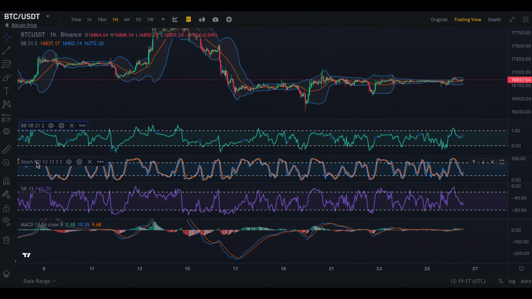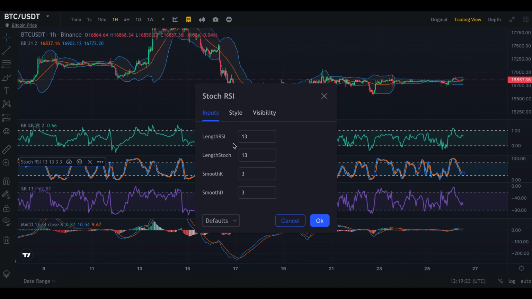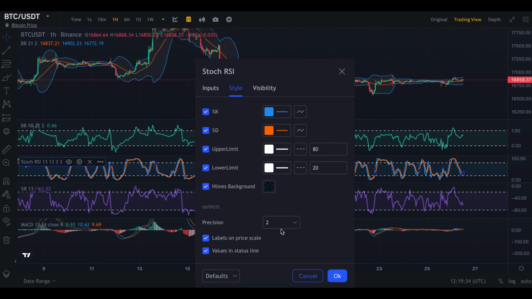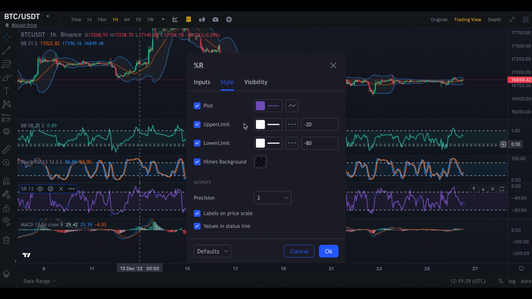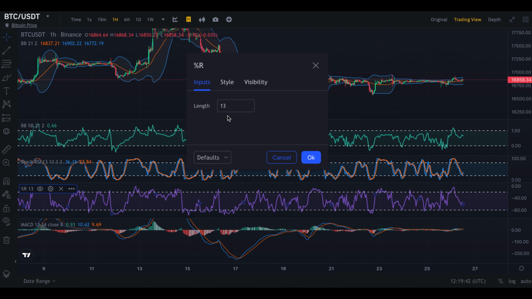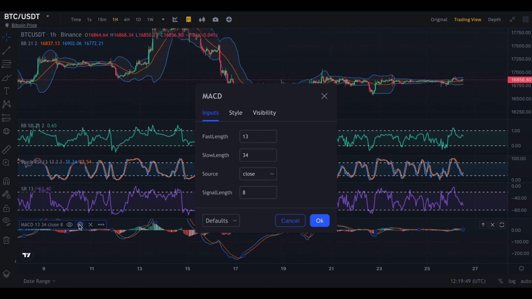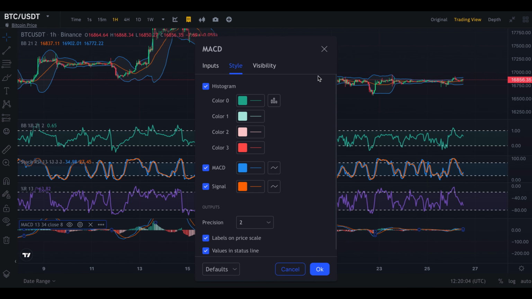All right, now we go into Stochastic RSI. My settings here are length RSI is 13, length stochastic is 13, smooth K is 3, and smooth D is 3 as well, and precision over here is 2 also. Okay, now we go into Williams %R, precision is 2, inputs, my length here is 13. Okay, and in the MACD I have fast length 13, slow length 34, source is close, and signal length is 8. Okay, and in my style precision is 2 as well.